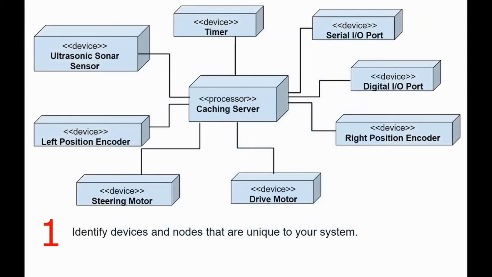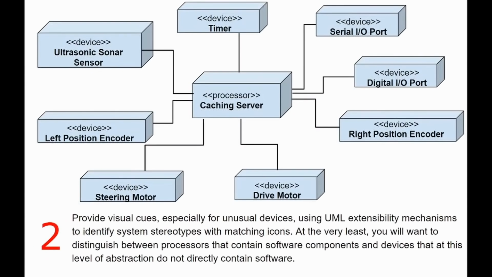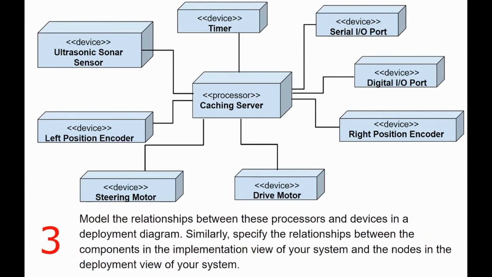These are the steps that are normally taken to model an embedded system. Identify devices and nodes that are unique to your system. Provide visual cues, especially for unusual devices, using UML extensibility mechanisms to identify system stereotypes with matching icons. You will also want to distinguish between processors that contain software components and devices that, at this level of abstraction, do not directly contain software. Model the relationships between these processors and devices in a deployment diagram.